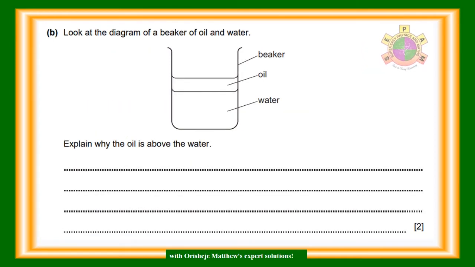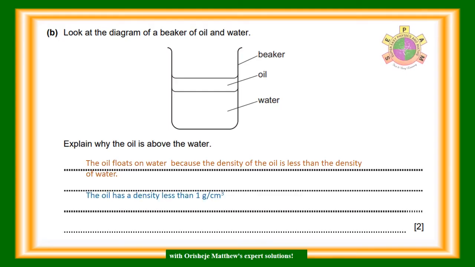Question 3b. Look at the diagram of a beaker of oil and water. Explain why the oil is above the water. The oil floats on water because the density of the oil is less than the density of water. The oil has a density less than 1 gram per cubic centimeter. Oil and water do not mix. Oil is insoluble in water.